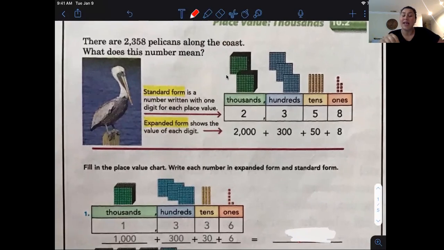But now if we expand it, we're going to write how many thousands? 2,000 plus how many hundreds? 300 plus how many tens? 5 tens, which equals 50, because if we count by 10, 10, 20, 30, 40, 50. And how many ones? There's 8 ones there. Very good, friends. Okay, we're going to move along down to the bottom.